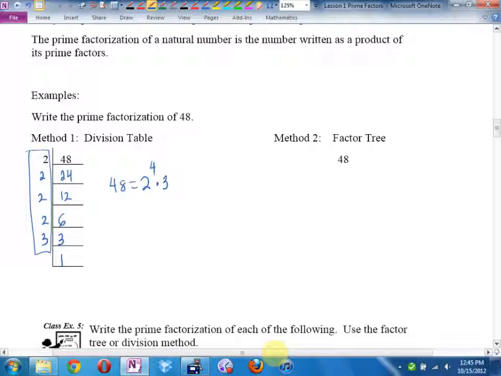So some of you, when you see 48, might say, hey, that's a 6 and an 8. Then you ask yourself, what does 6 break into? 6 is what times what? 2 times 3. And when you're using the factor tree method, as soon as you write down a prime number, you circle it.